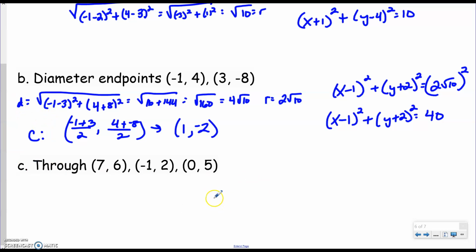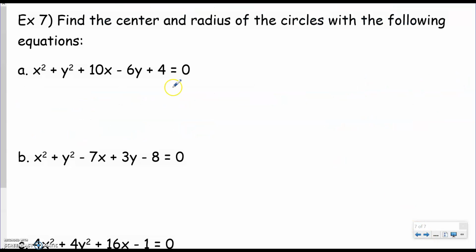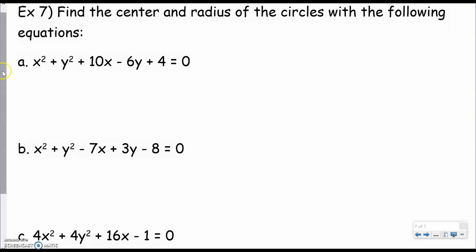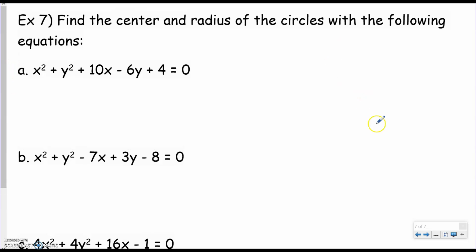I'm going to skip this problem and I'm going to come back to it. This isn't really essential, but I am going to show you for those of you who'd like to review some systems when you do this. Let's look at the last part, and this is where completing the square comes in super handy.